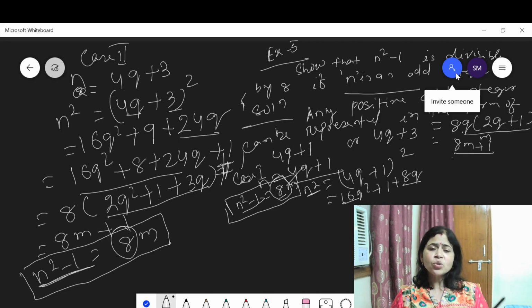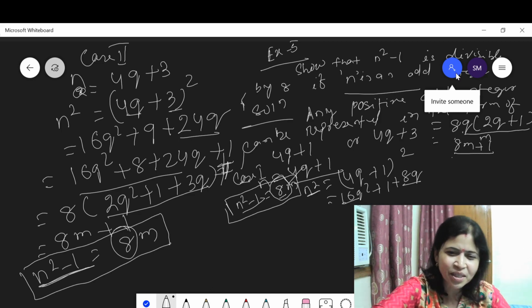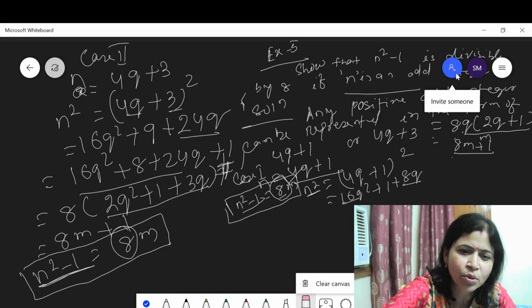This means n square minus 1 is a multiple of 8. This shows that if n is any positive integer, then n square minus 1 is always divisible by 8, or a multiple of 8. Okay. Then next question.